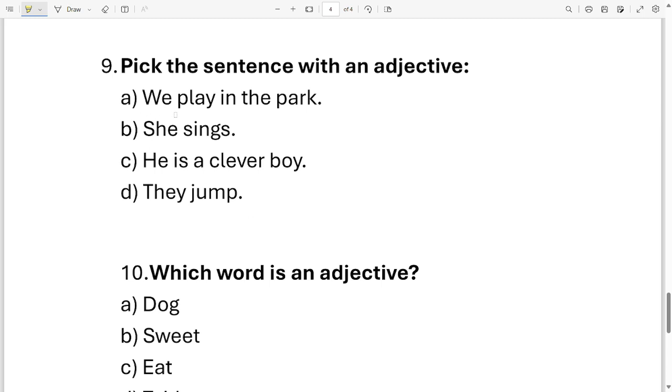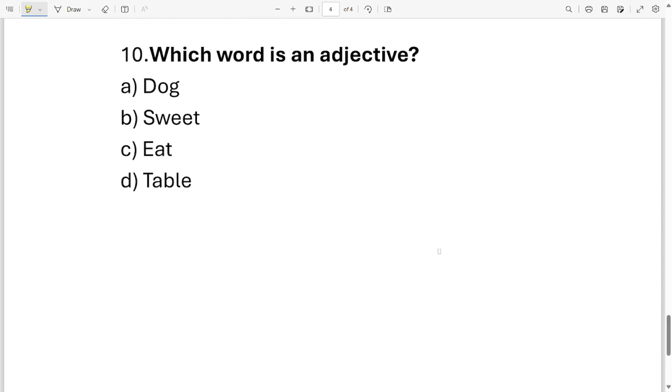So, is option A having an adjective? We play in the park. Does this sentence have an adjective? No. Okay, the second one, she sings. Does this sentence have an adjective? No. Next one, he is a clever boy. Is this sentence having an adjective? Yes, it is. Clever is an adjective over here and this is your correct option. Okay, let's move on to the next question, which is the last question.